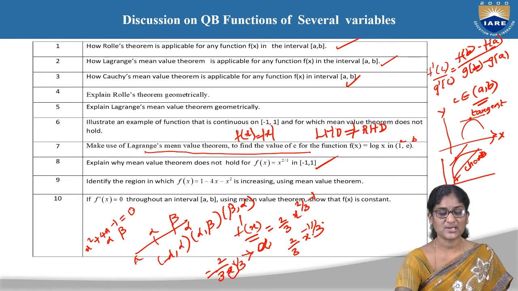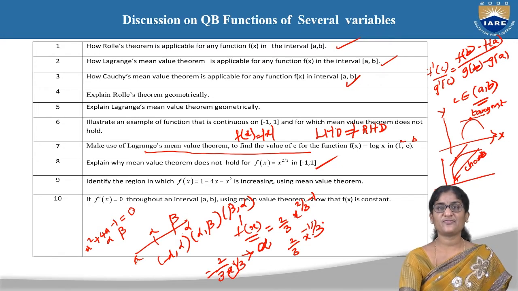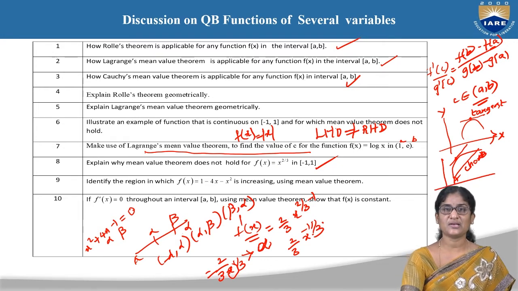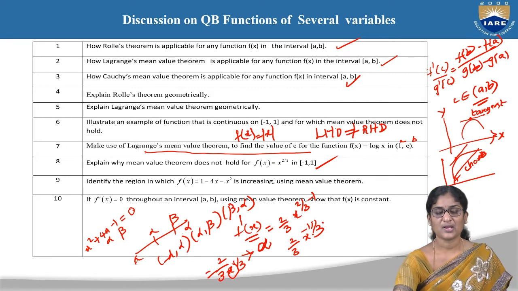Even like that we can explain the increasing and decreasing of the function in the given intervals. Next, 10th question: f dash of x is equal to 0 throughout the interval a comma b. Using the mean value theorem, show that f of x is a constant. If f dash of x is equal to 0 throughout the interval a comma b, it is obvious that the function should be a constant. If the function is constant, then only the derivative becomes 0. So therefore, if f dash of x is equal to 0, then f of x is always equal to a constant.